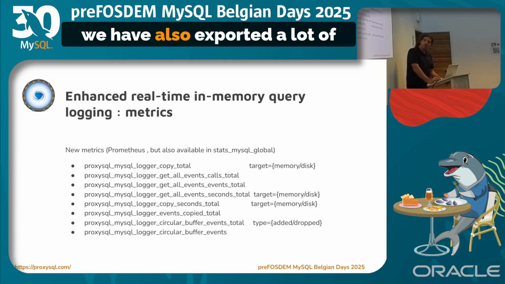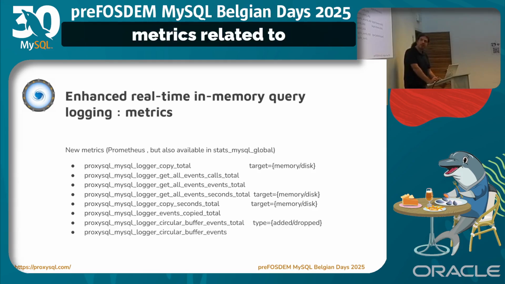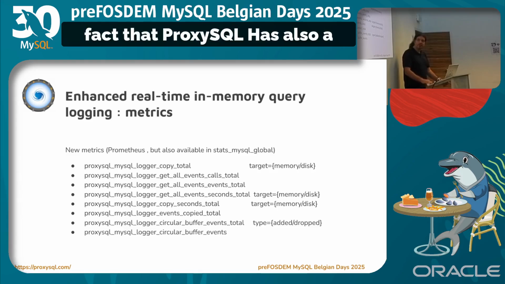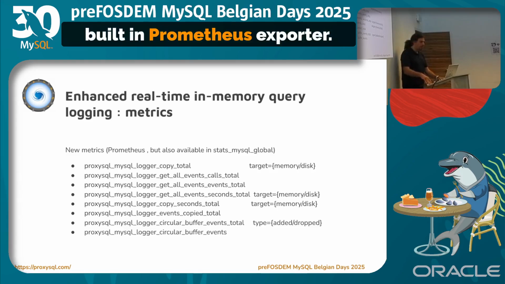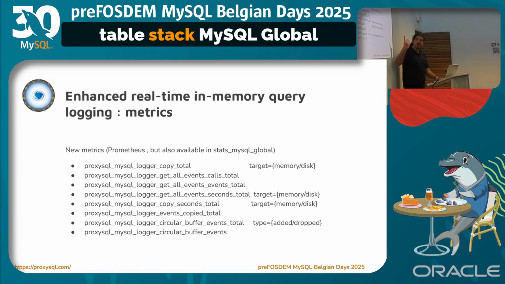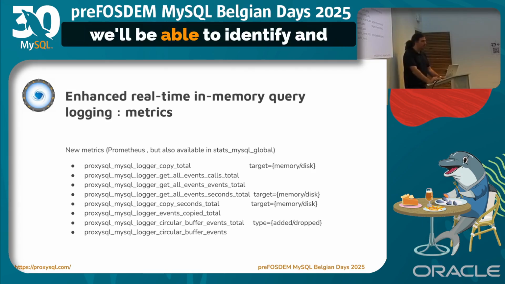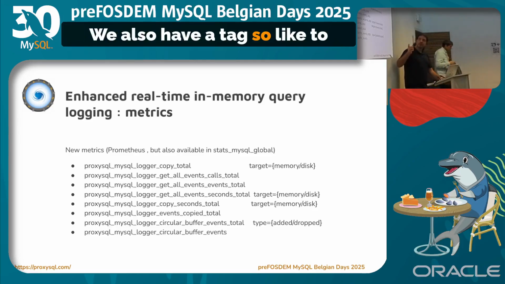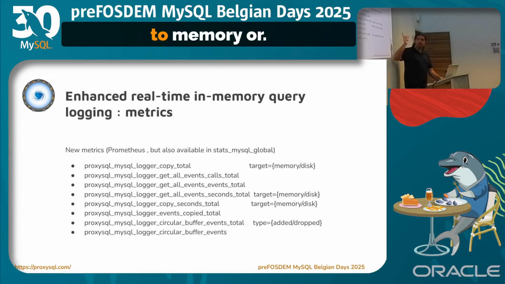We have also exported a lot of metrics related to these features. I guess you're familiar with the fact that ProxySQL also has a built-in Prometheus exporter, so we are able to export all those metrics through Prometheus. This is the name of the variables in the Prometheus exporter. Instead, if you are querying the table stats_mysql_global, the variable name is not exactly the same, but very similar, so you will be able to identify that. And for some of those, we also have a tag, to specify if it is related to memory or this.